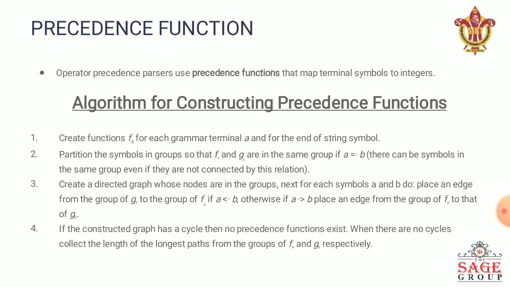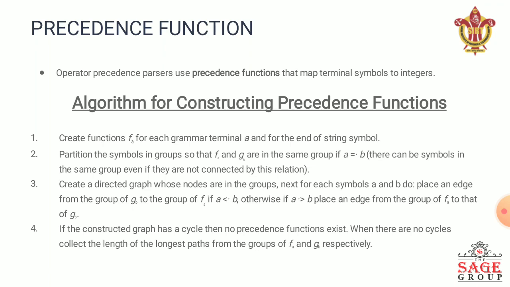This means f represents the row and g represents the column value of our precedence relation, and on the basis of their precedence values, meaning less than, greater than, or equal to, we generate a precedence graph. With the help of this graph we can calculate our precedence function table. If the constructed graph has a cycle, no precedence function exists. When there is no cycle, collect the length of the longest path from the group of fa and gb respectively. So this is the algorithm for constructing precedence functions.